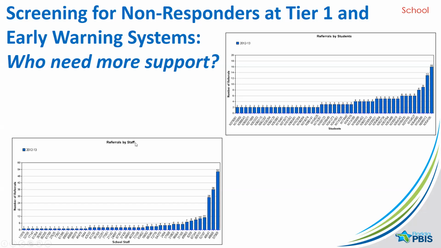Looking at referrals by staff also gives us a pattern to understand if there are certain classrooms that we would like to target as a priority. In some cases, we might find that certain, let's say, self-contained classrooms are specifically resulting in the majority of our referrals at the school. And so if we just tackle that one classroom, we can reduce our overall referrals that way.